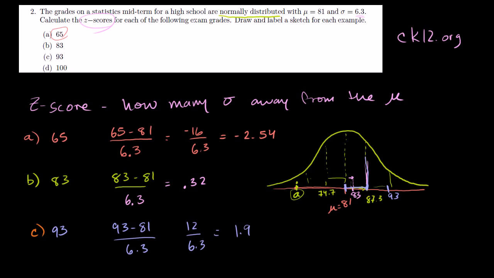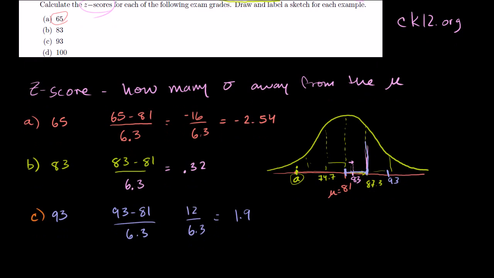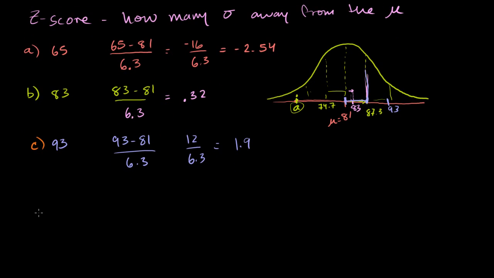Let's do the last one. I'll do it in magenta. Part D. A score of 100. We don't even need the problem anymore. Well, same thing. We figure out how far 100 is above the mean. Remember, the mean was 81. And we divide that by the size, or magnitude, of our standard deviation. So 100 minus 81 is equal to 19 over 6.3. So it's going to be a little over 3 standard deviations.